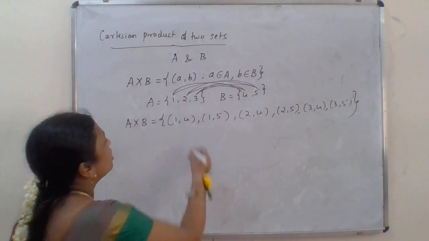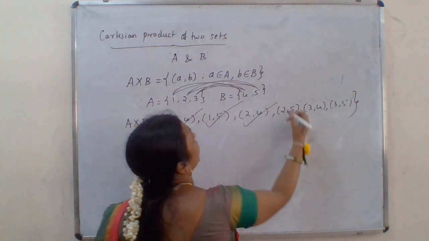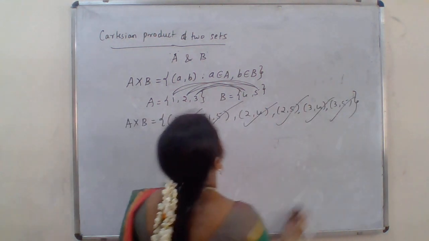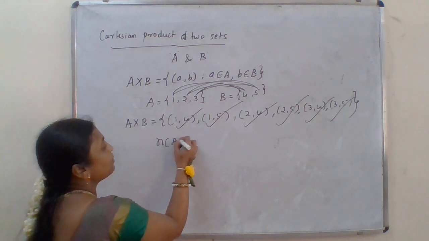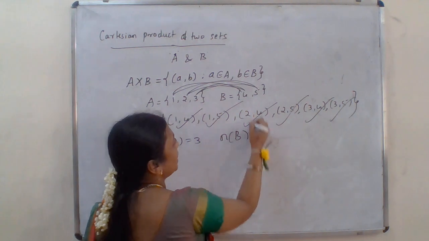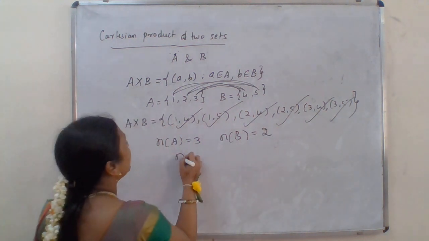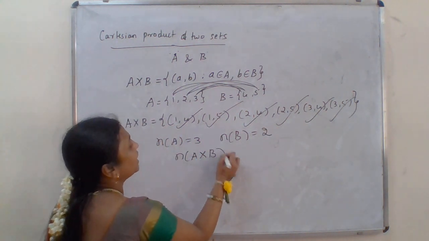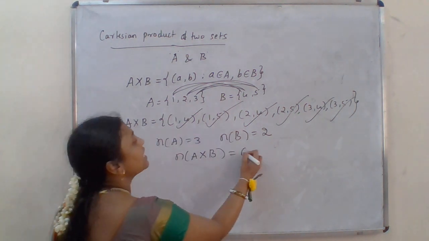So how many elements? 1, 2, 3, 4, 5, 6. So n of A, the number of elements in set A, is equal to 3. The number of elements in set B is equal to 2. So the number of elements in set A cross B is 6.